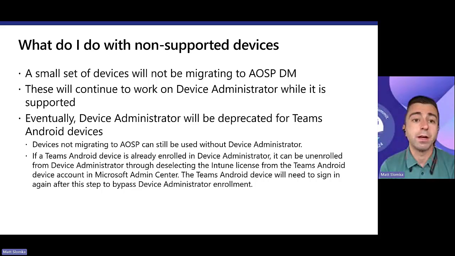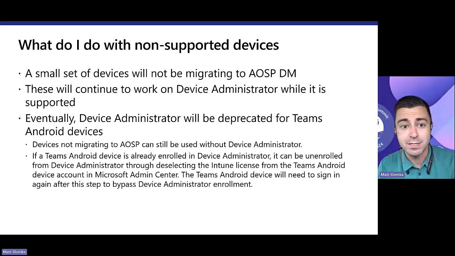There are a small subset of devices that aren't moving. They are legacy devices that aren't supported and aren't certified anymore. They are not moving to AOSP device management. But what you can do is they'll continue to work on device administrator while device administrator is supported. Device administrator is targeted for end of life at the end of the calendar year, at which point device administrator will be deprecated. Devices not migrating, you can still use without doing Intune enrollment. If the device is enrolled with device administrator, you'll need to unenroll it and then turn off the Intune license for that device. So this is a little kludgy and not the easiest thing in the world, but this is what happens when you're running end of life and end of support devices, unfortunately.